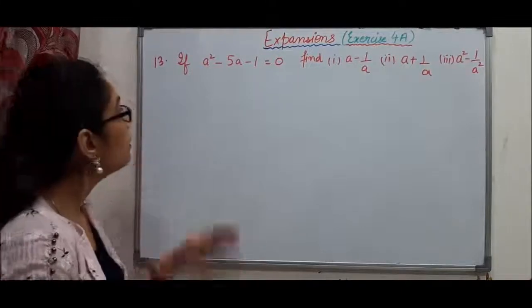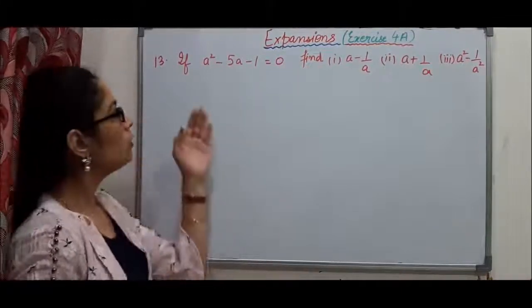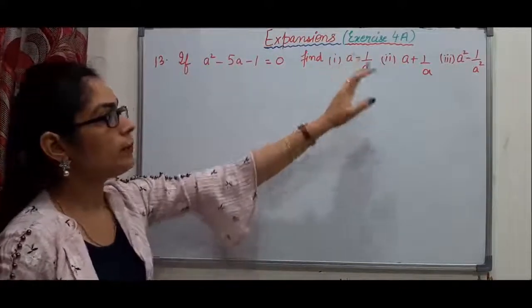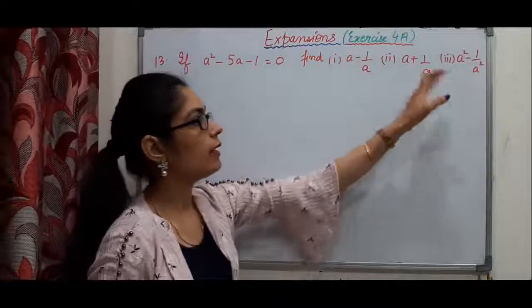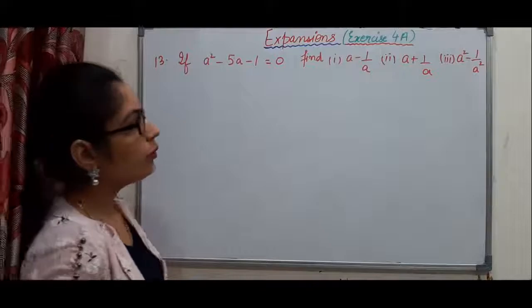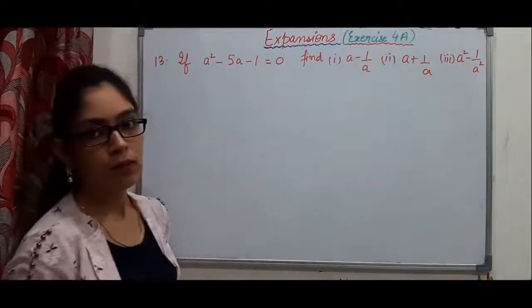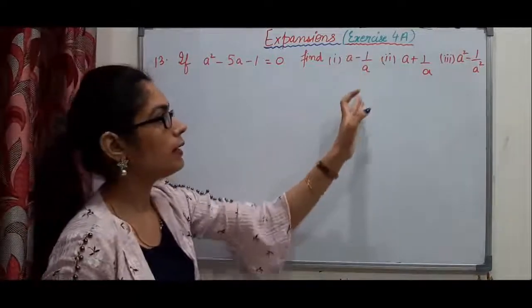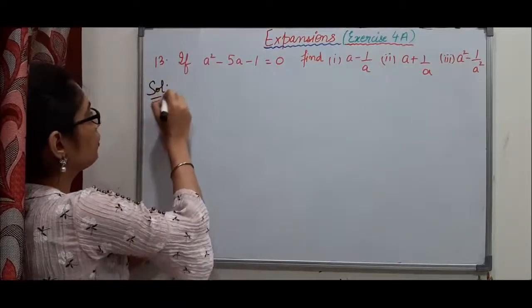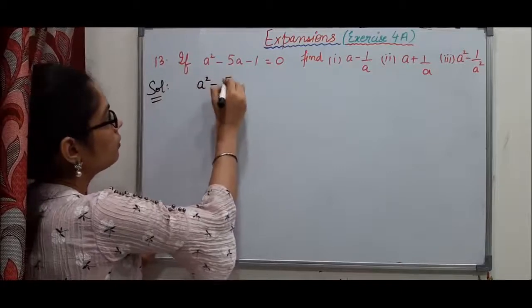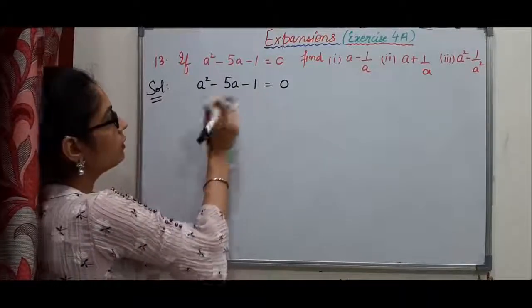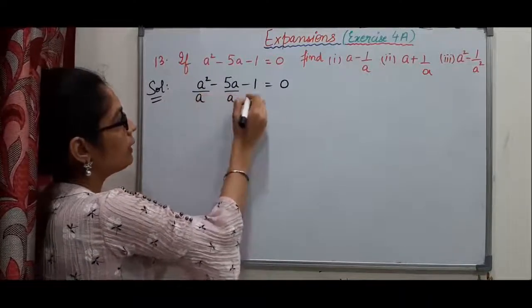13th question, it is similar to the previous question. They have given us a square minus 5a minus 1 is 0. We have to find a minus 1 by a, a plus 1 by a, and a square minus 1 by a square. Like I have told you, we need this 1 by a, minus 1 by a and plus 1 by a also. When this type of expression is given to us, we can divide the entire equation by a.